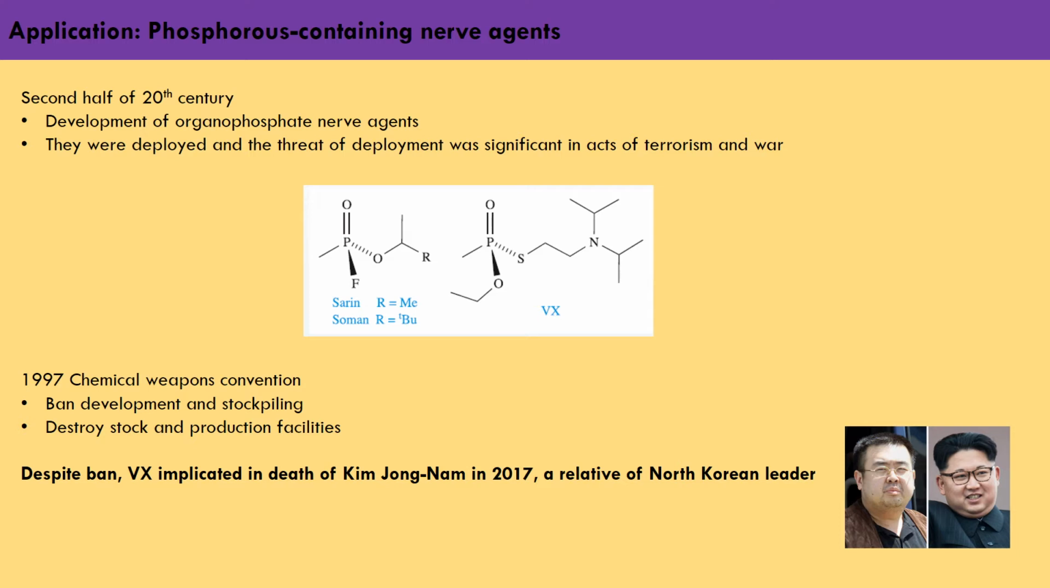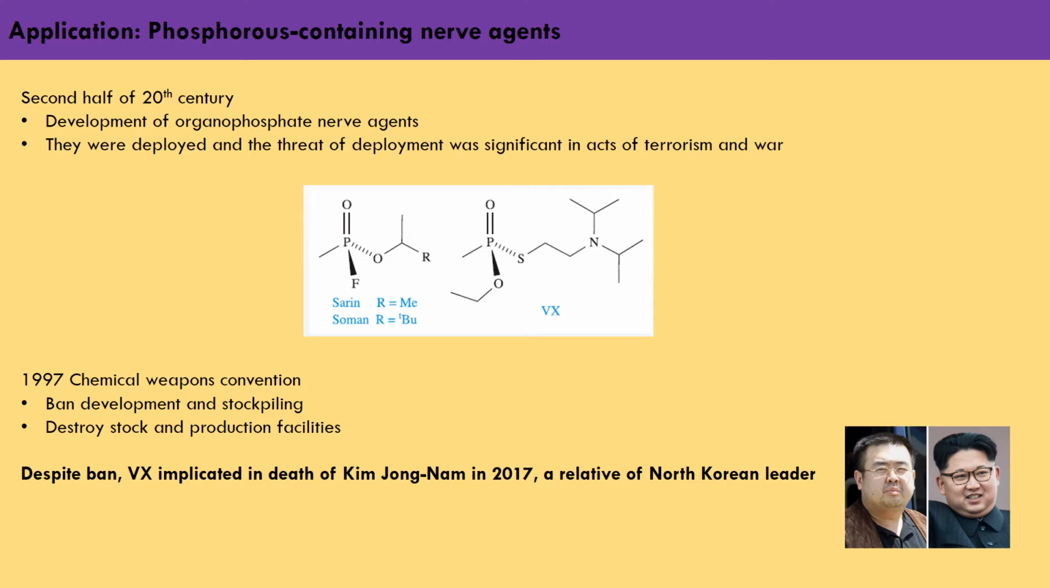So VX is an organophosphorus nerve agent that has a kind of nitrogen-based organic group. And the organic nature of these things is part of their danger, because it makes them very easily absorbed in the body.